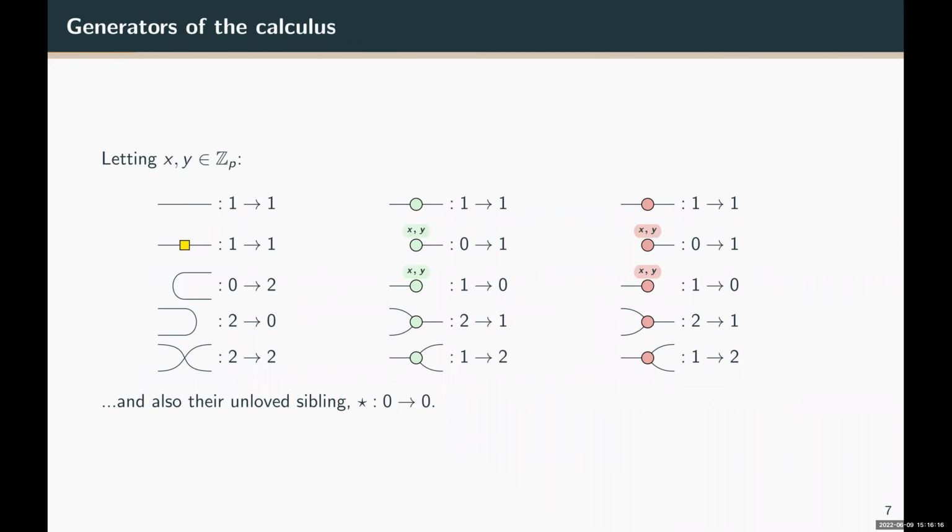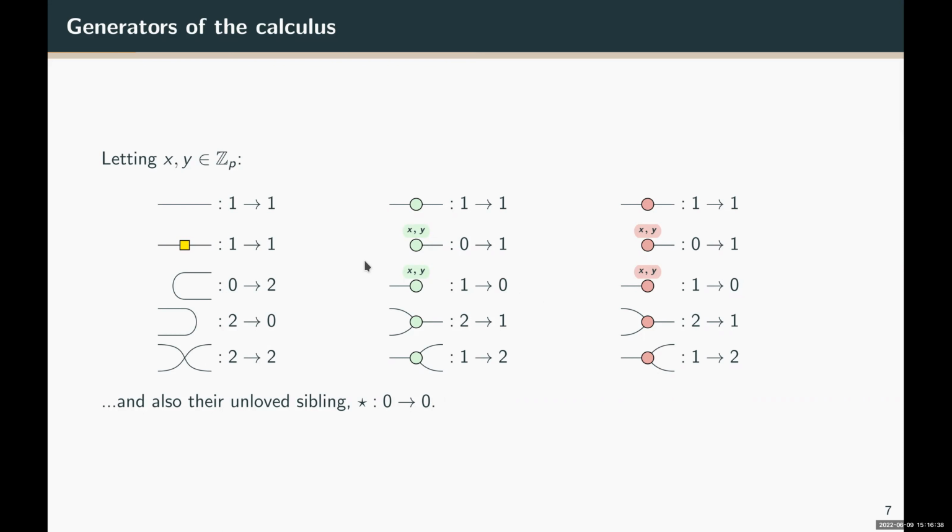Okay, so that was stabilizer theory in prime dimensions. We can dive straight into the calculus itself. These are the generators of the calculus. I don't think there's anything particularly surprising here. They're all essentially what you would expect from the qubit ZX calculus, with two small exceptions.